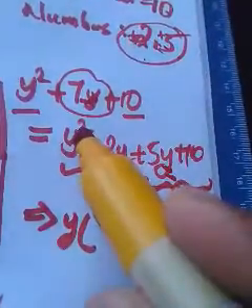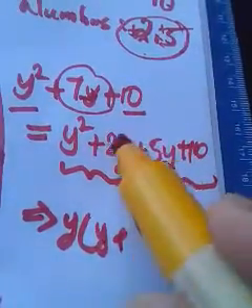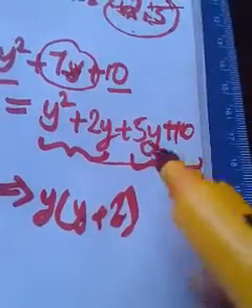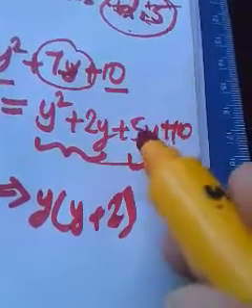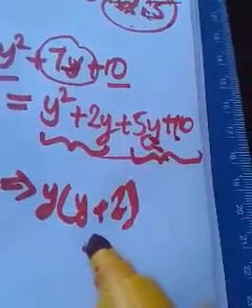So what will remain? From this y square I have taken y outside. So what will remain? Y will remain. From 2y I took y outside. So 2 will remain. Then from these 2 terms which is common? 5y and 10. For 5 and 10, 5 is a common factor, no? So you can take 5 outside.